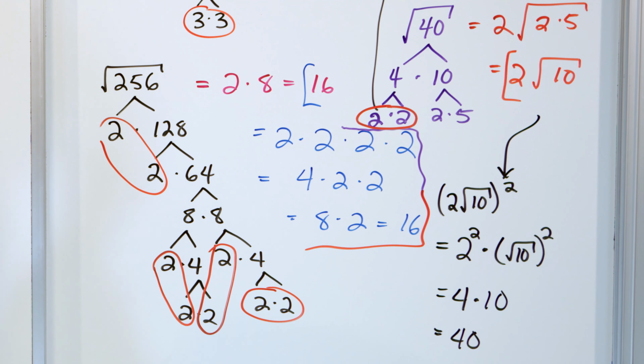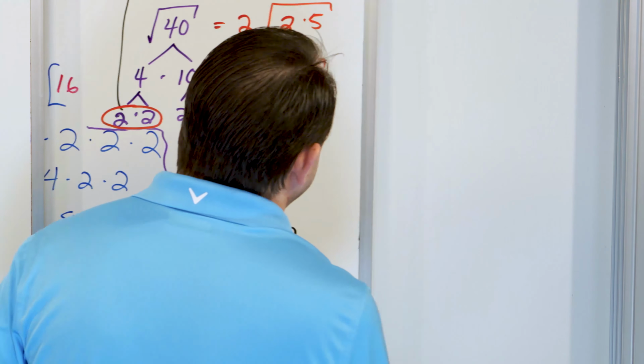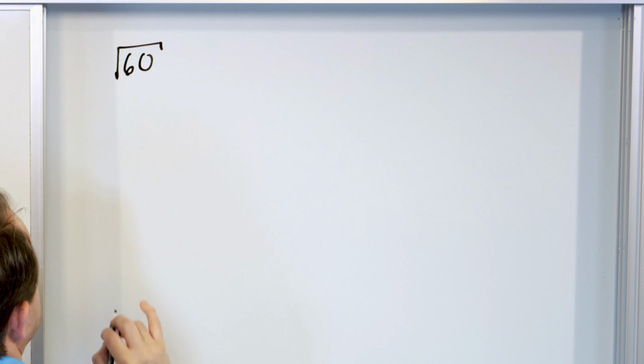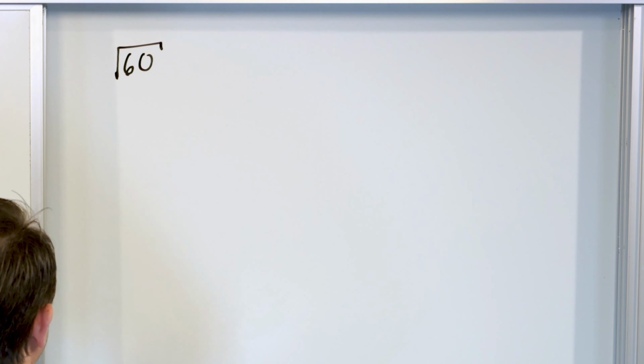All right? We have more, not too much more, but we have some more. And I want to, again, do a lot of these so you can really get comfortable with it. Let's say I had 60 and I wanted to take the square root of 60. What would I do? I'd build a factor tree as usual, right?